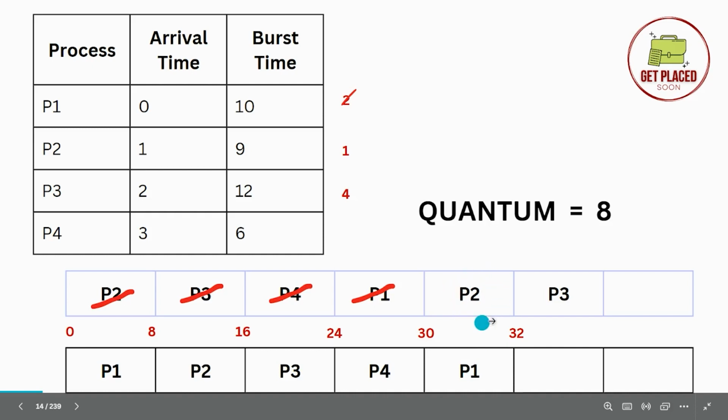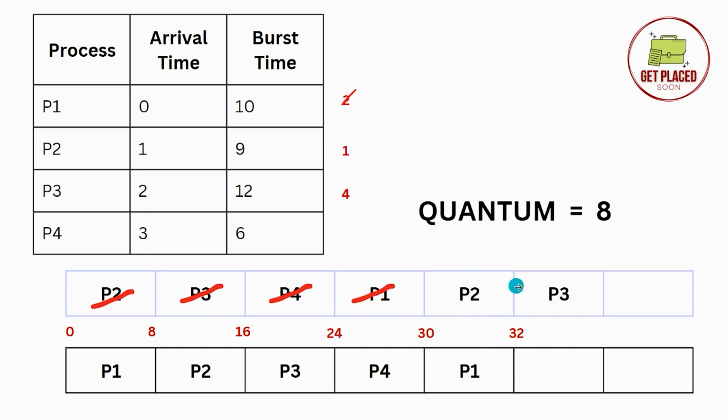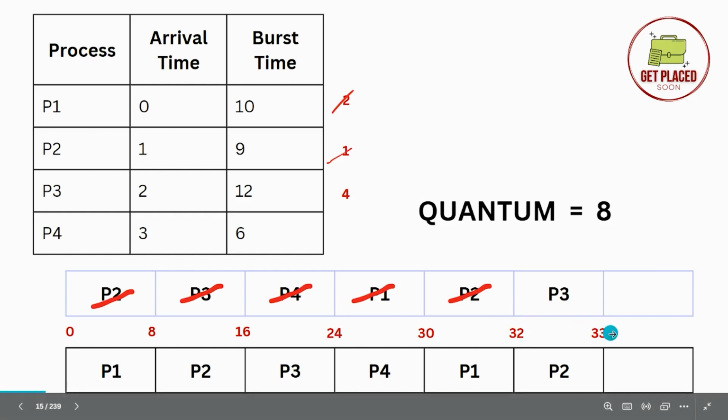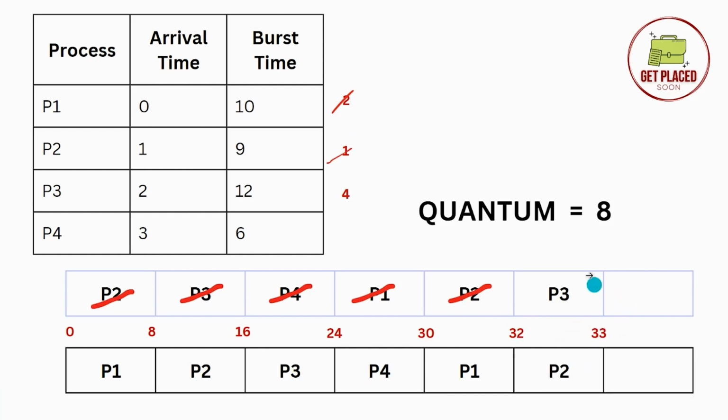Now moving forward with the P2 thing. P2 has 1 unit of time, right? So 32 plus 1 is equal to 33. P2 is done. Next in the queue we have P3. P3, how many left? 4 left. So the quantum is 8. 4 is less than 8. So 33 plus 4 is equal to 37.